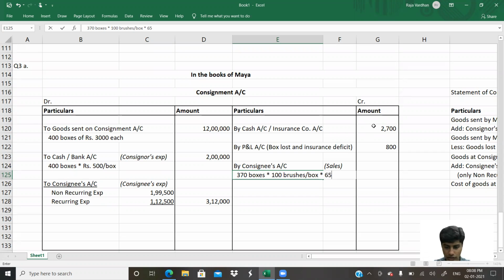65 rupees per brush. Yes, you might jump in and then do 370 into 65 here. Don't do that. It is 370 into 100 into 65. Perfect. So what is it? It is 370 multiplied by 100 multiplied by 65. 24,05,000 is the sales amount.